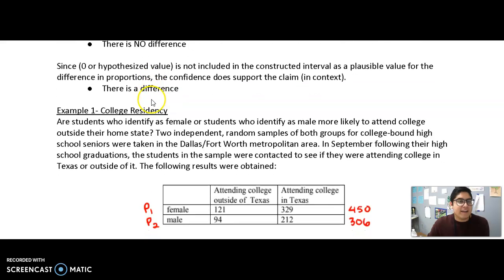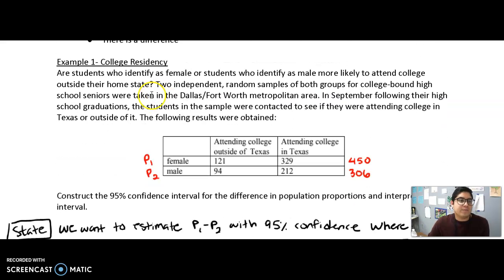So let's take a look here at an example, and we're going to look at college residency. Are students who identify as female or students who identify as male more likely to attend college outside of their home state?